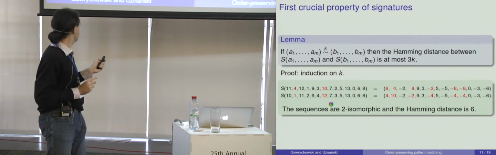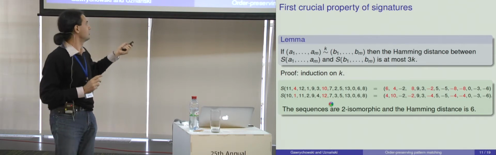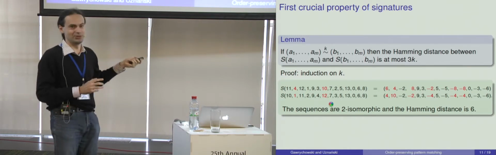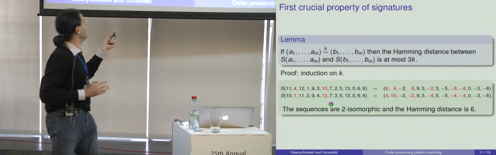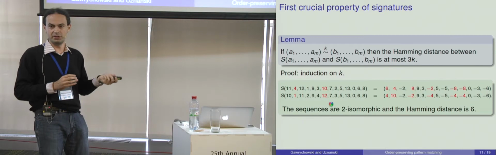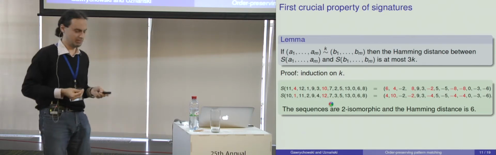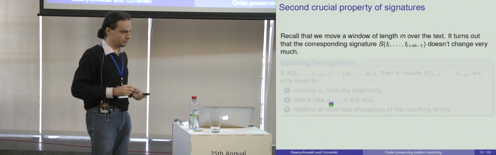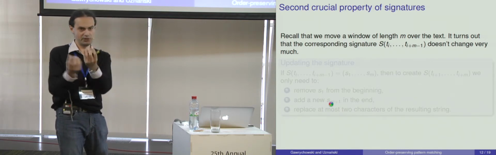You can see two sequences. They are order isomorphic with 2 mismatches, because you can remove those 2 red things, and for the signatures, you have to trust me that they look like that, and the Hamming distance between them is 6, so the lemma holds in this simple case. It's a very local property. The signatures are a local property because they depend on an element and its predecessor. So that's the reason for the lemma, essentially. So that's the first property. So what's the second property? Recall that we want to move a window of length m over the text.